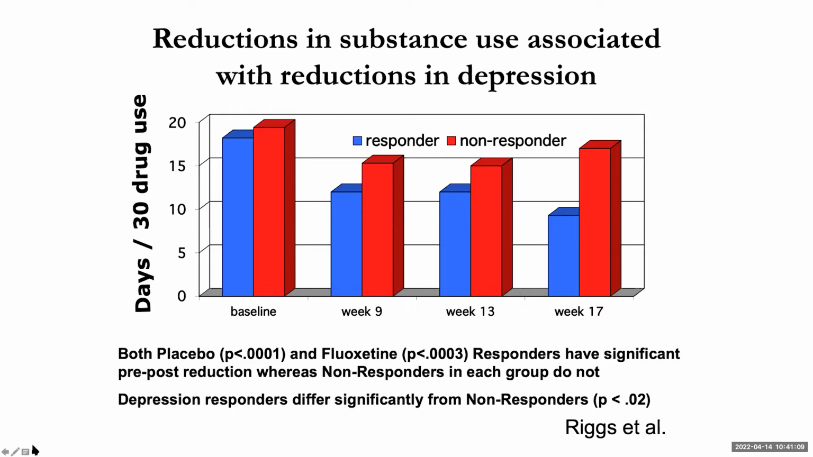So another way of slicing and dicing the data, and that's what's shown in this graph, is instead of dividing the group into active medication versus placebo, what about dividing the groups into those that responded in their depression, those whose depression got better, that's the blue group, versus those that were depression non-responders, that's the red group. And as it turns out, here we're measuring days of drug use in the past 30. Those whose depression gets better, whether that's from the medicine or the psychotherapy or both, are the ones whose substance use improves. Those whose depression doesn't get better, their substance use also doesn't get better. So it reminds us and documents the point that to expect one of these conditions getting better without the other is to set yourself up for failure.